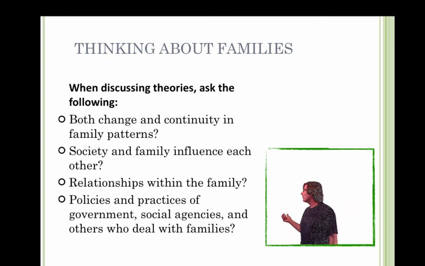So when we're thinking about families, sociologists have tried to find ways to explain things globally, but also singularly. And these kinds of questions that we have here are important. How does the theory account for both change and continuity in a family pattern? Both society and family influence each other. How do they do that? How does the individual influence society? How does society influence the individual?